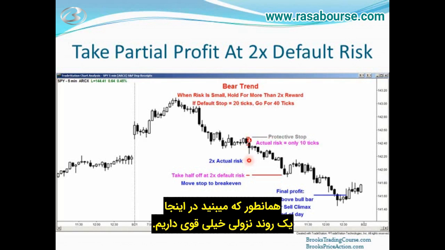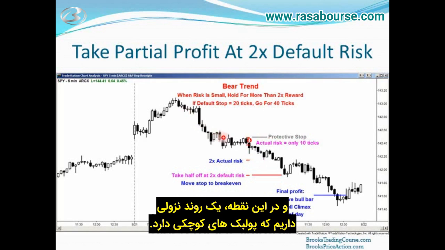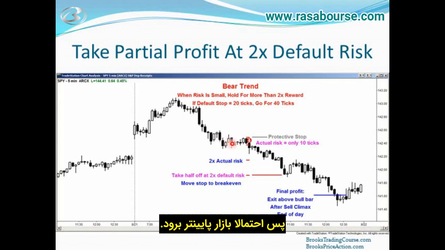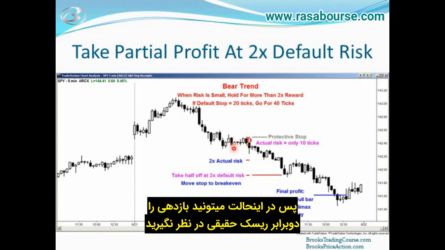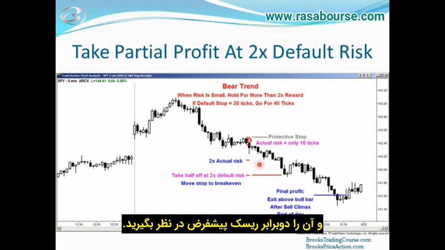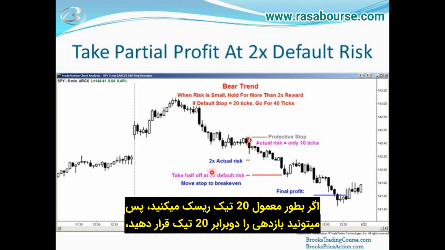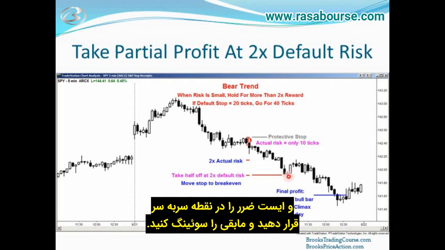You can see it's a pretty strong bear trend day, and at this point it's a small pullback bear trend day, so it's probably going to go much further. So instead of using 2 times your actual risk, you might use 2 times your default risk. If you normally risk 20 ticks, why not try to get out 2 times that, or 40 ticks right here, and at that point move the stop to break even and swing the balance.